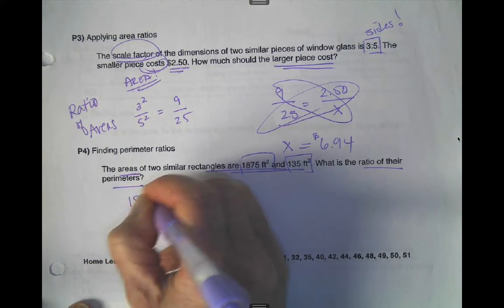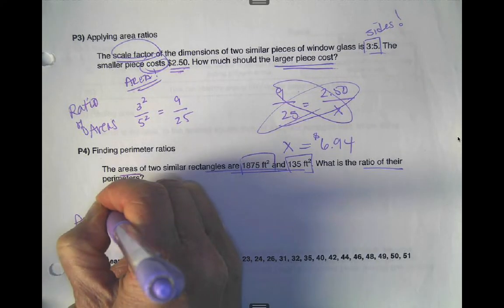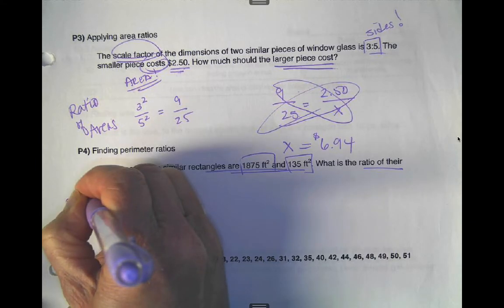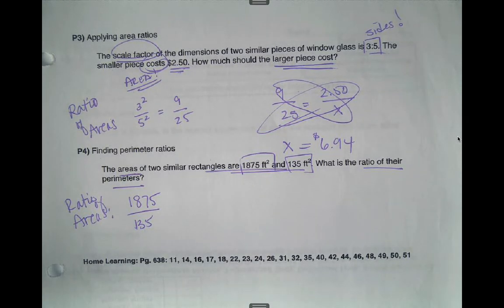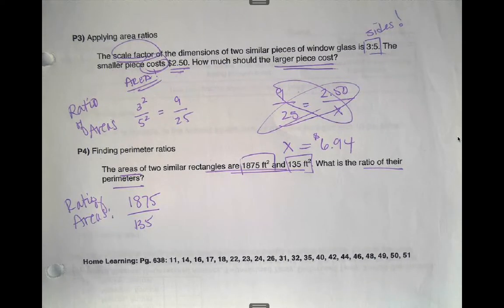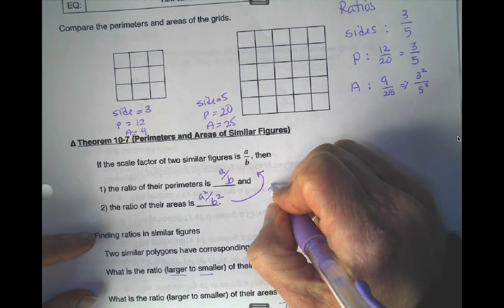So right now, this is the ratio of the areas. So the area ratios are in this number right here. If you remember from that first page, we said that the areas were a squared to b squared. So if I wanted to go back to the perimeters, I would have to take the square root.